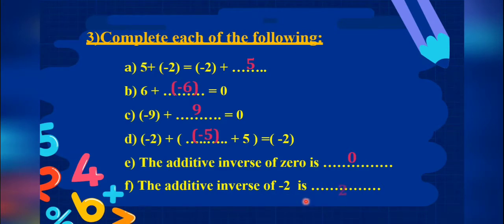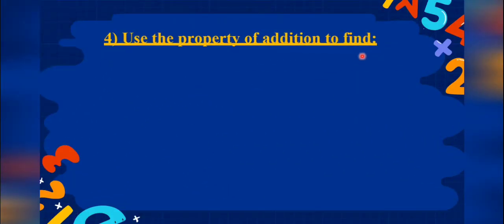Use the property of addition to find. This is an important question. Please focus. Property of addition. So he will give you an operation and he needs the answer by using the properties of addition. We studied commutative, associative, additive inverse, additive identity, and closure, of course. So here I have -44 plus 30 plus 44.